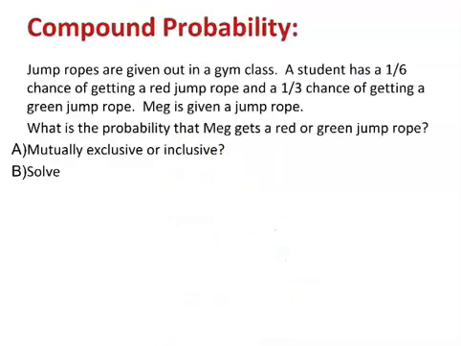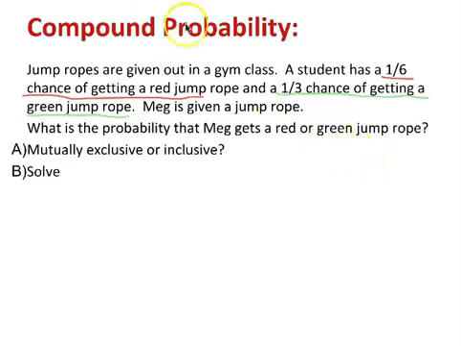All right, one more example. Jump ropes are given out in a gym class. A student has a 1/6 chance of getting a red jump rope and a 1/3 chance of getting a green jump rope when the jump ropes are handed out. Meg is in this gym class and she is given a jump rope. What is the probability that Meg gets a red or green jump rope?